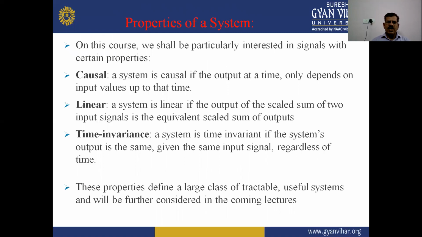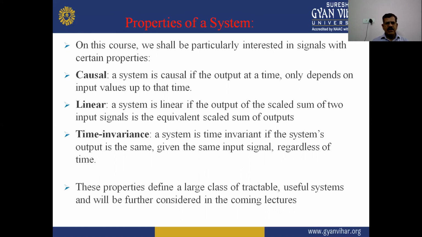So properties of the system. In this course, we shall be particularly interested in systems with certain properties. First one is causal. A system is causal if the output at the time only depends on input values up to that time.